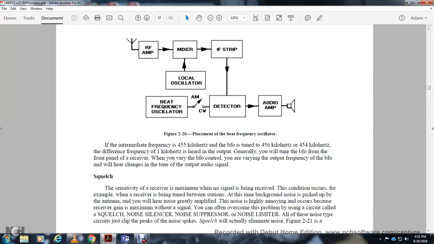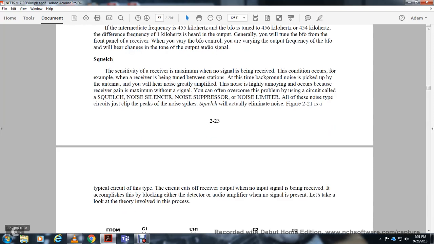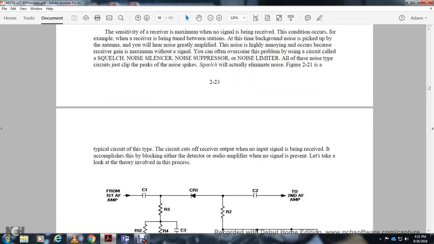Actually, figure 221 shows a typical squelch circuit type of the receiver. The output is blocked, either at the detector or the audio amplifier, when no input signal is being received. The theory involved in the process is as follows.